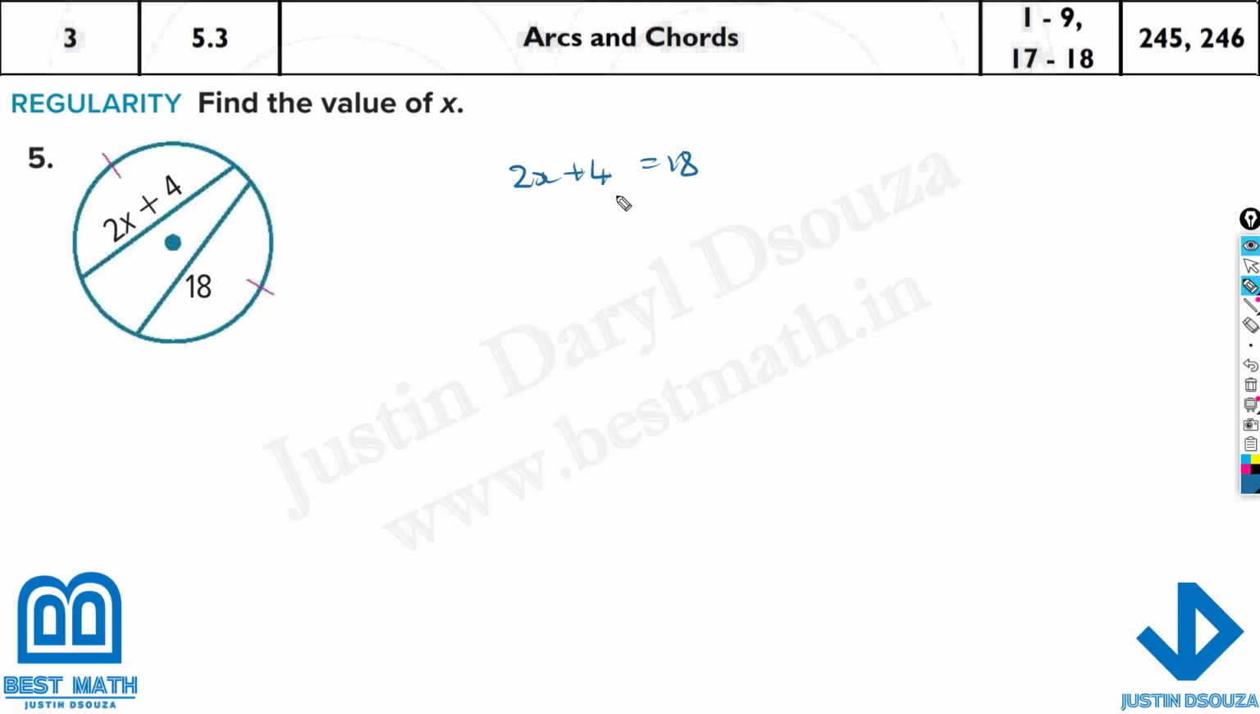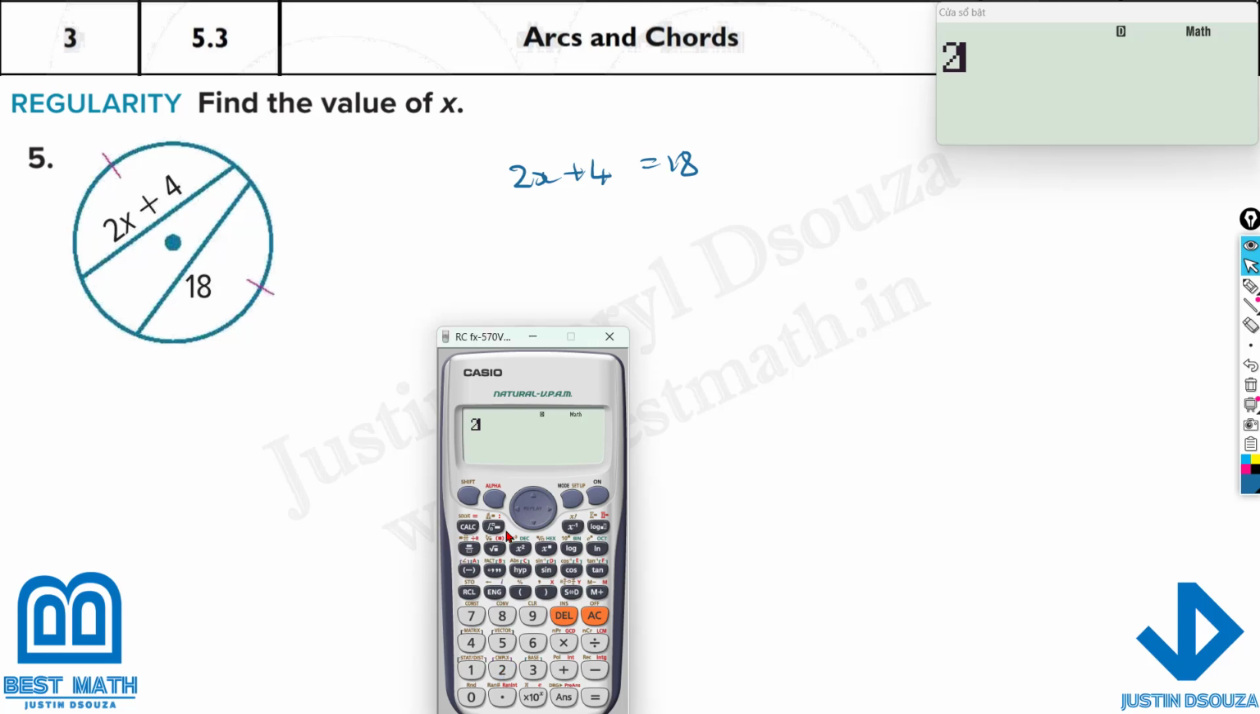Now solve this directly in the calculator, or you can solve it yourself. The answer is going to be 7, but let me use the calculator and show you. All you need to write is 2 alpha x plus 4 is equal to 18. Shift and solve, and then equal to, your answer is 7.